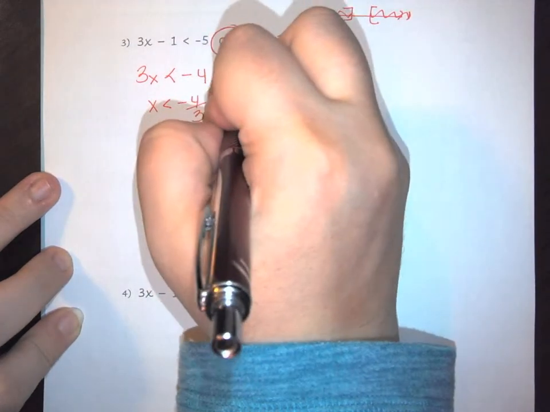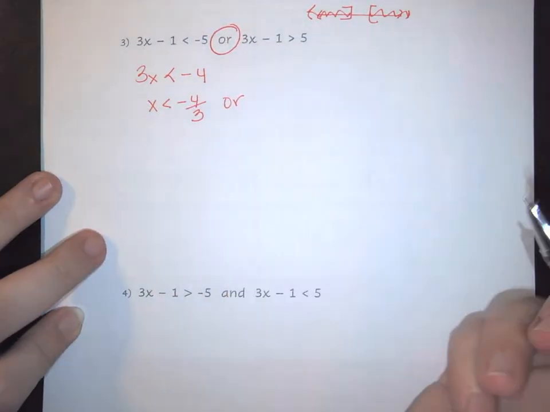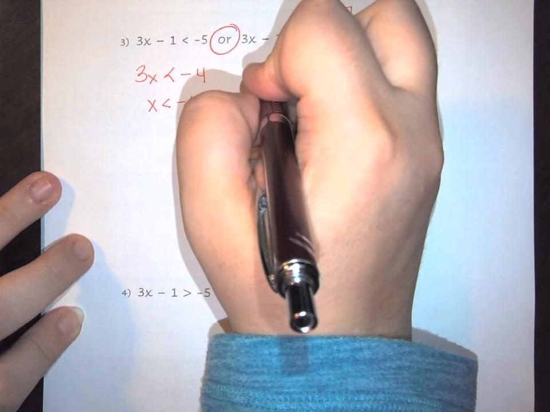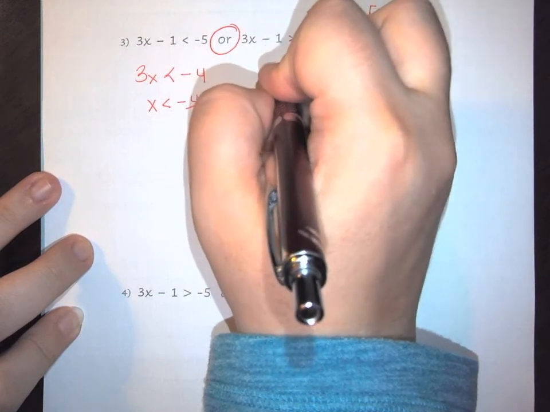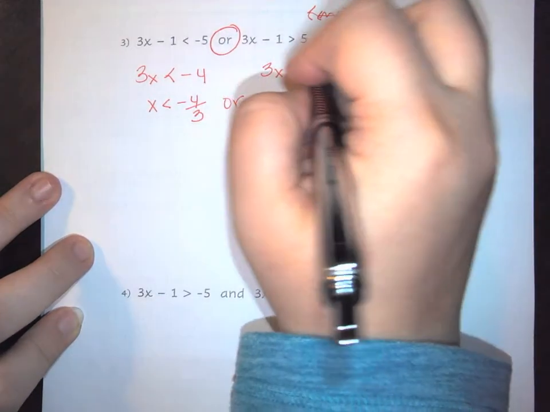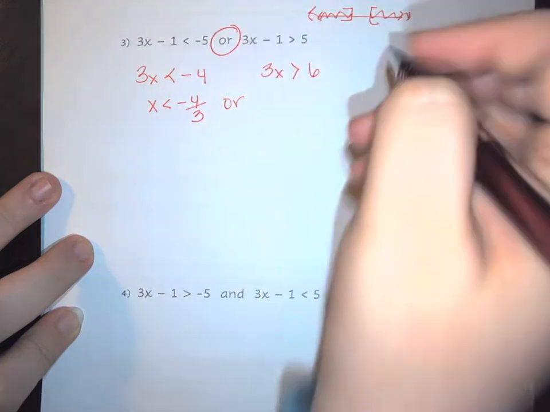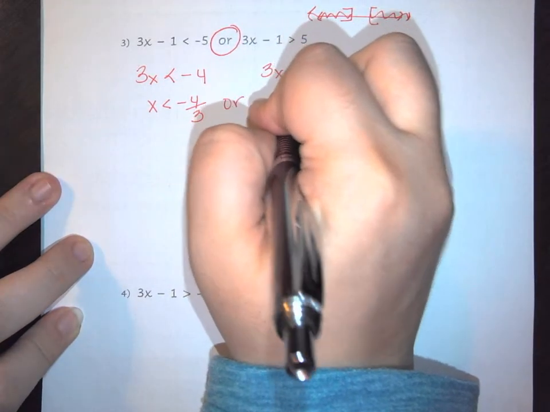I'm going to slap in my or here so that I don't forget it, and I need to work the other one. So here this is going to become 3x is greater than 6. So x is greater than 2.